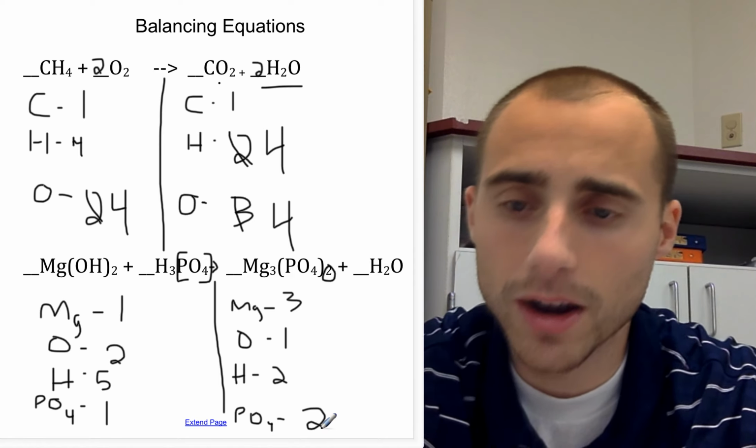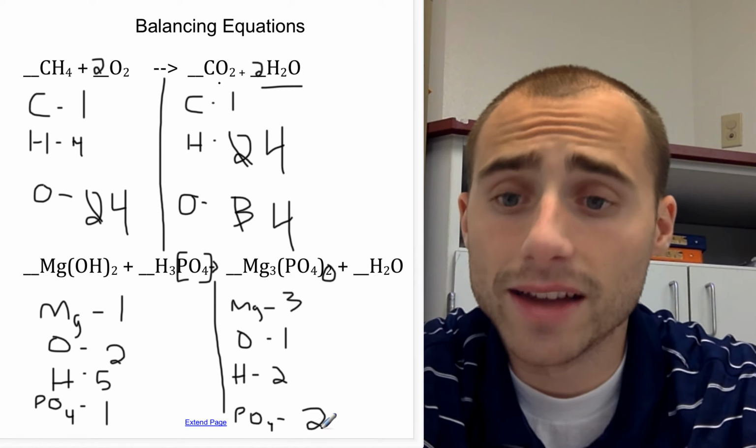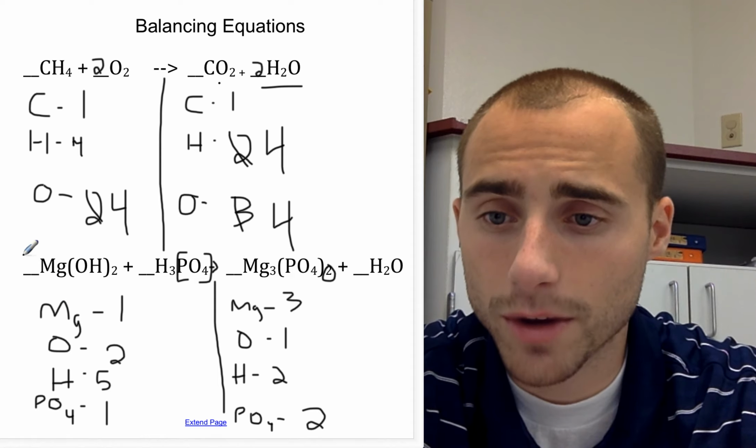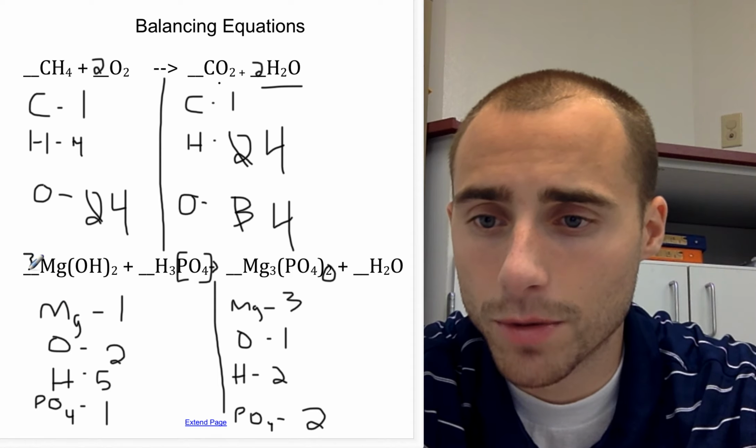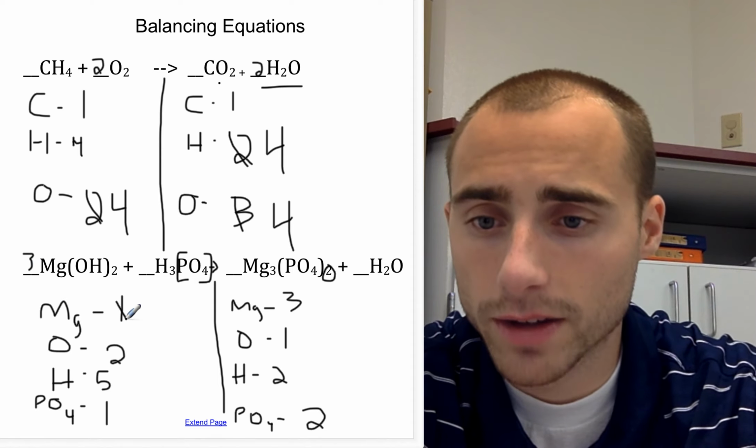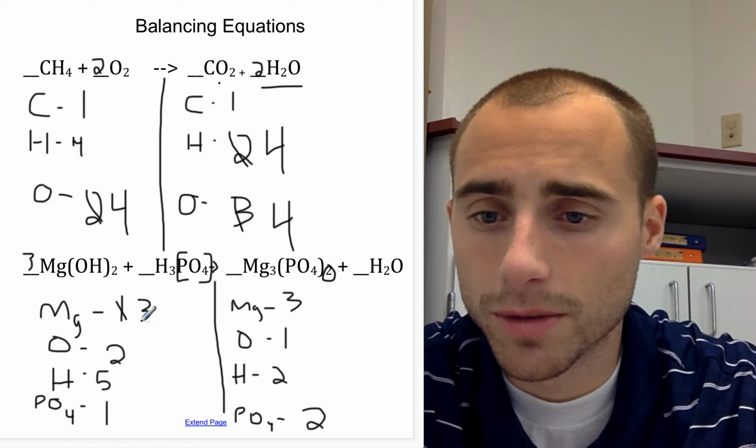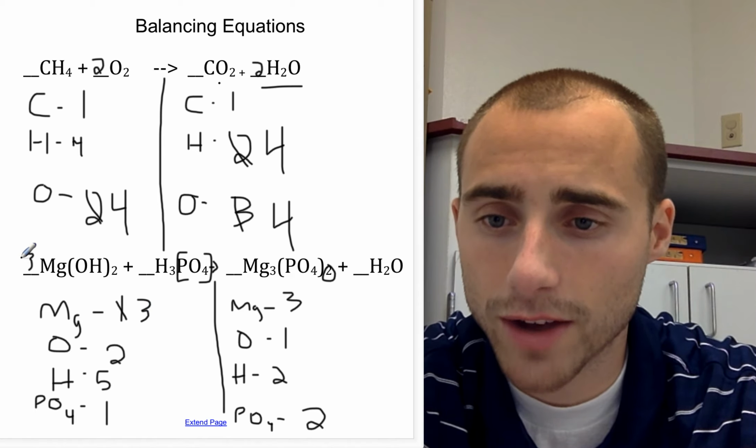Now this seems really scary, but we're just going to go one by one and see if we can't work this out. So first let's try to work out our magnesium. If we put a 3 right there, cross that off, makes magnesium 3, balances it out. It also changes all of this.